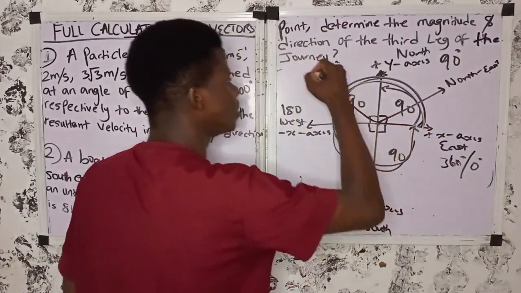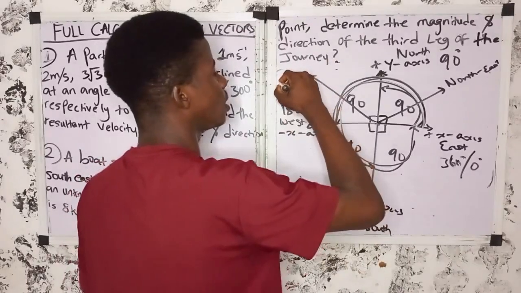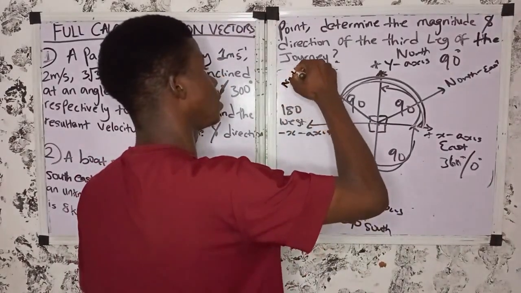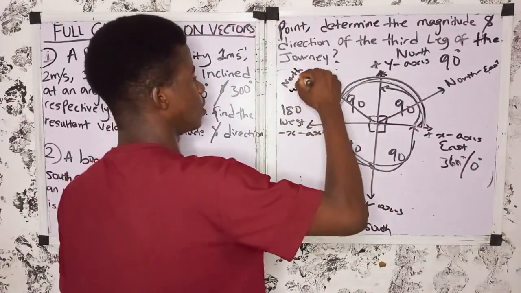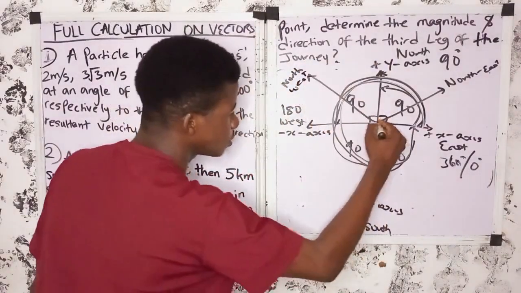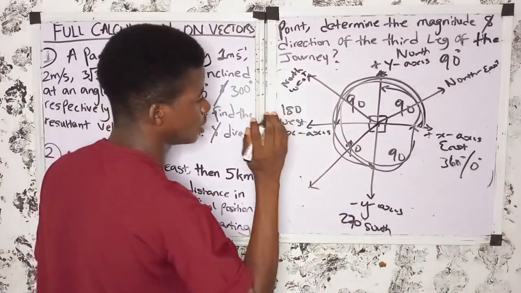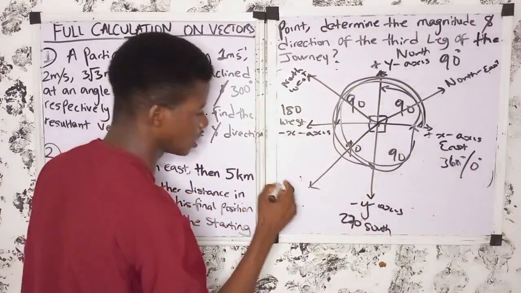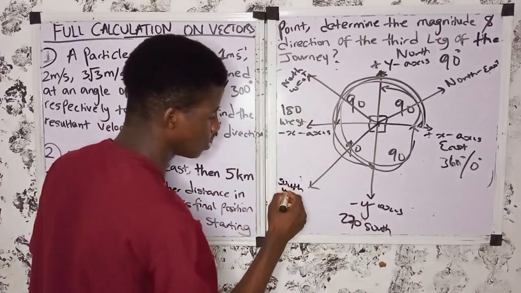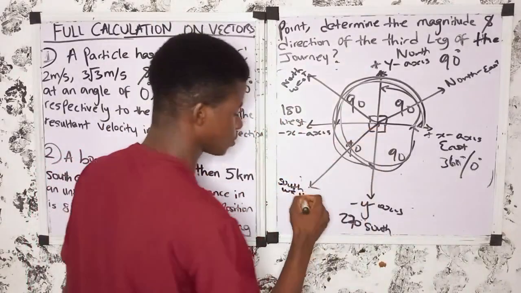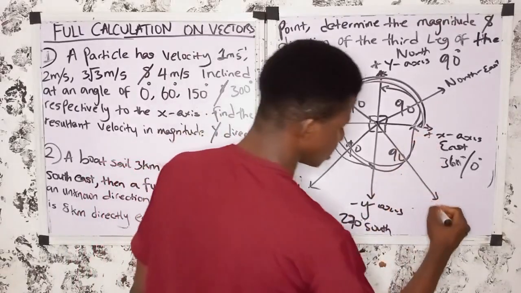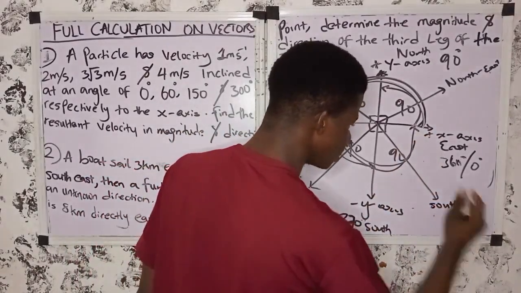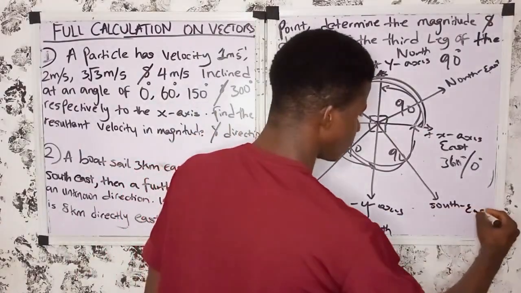What is the angle in the northwest direction? Where is the angle in the southwest direction? Southwest direction. Now, where is the angle in the southeast direction? Okay, southeast direction.